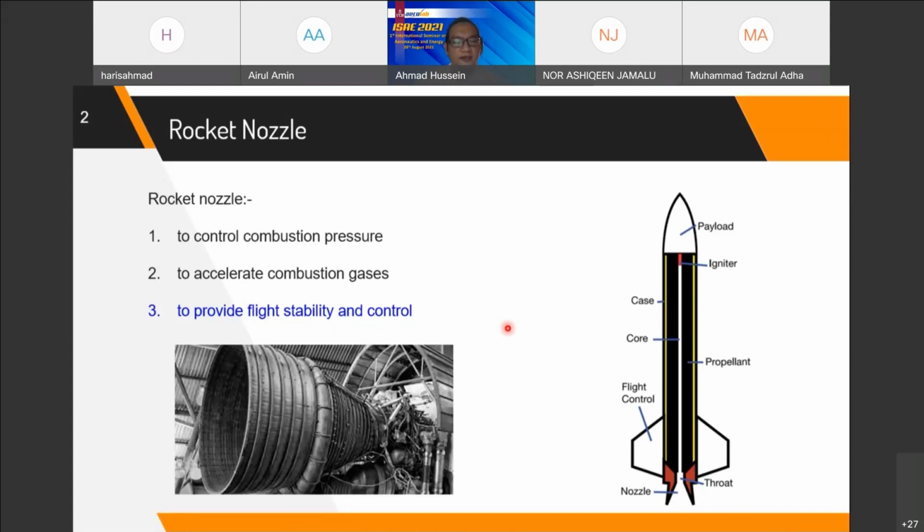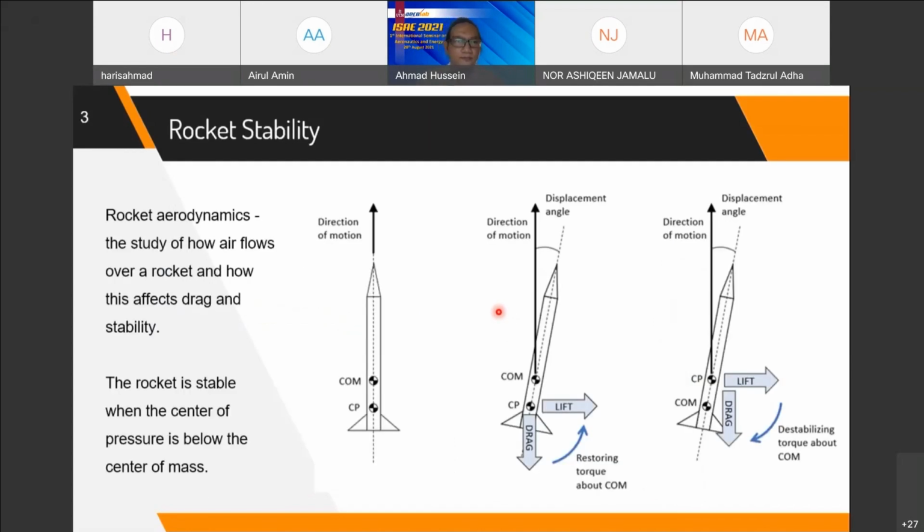And finally, the main function of the nozzle is to provide flight stability and control. So our main focus in this research is to use the nozzle to provide flight stability and control. When we talk about flight stability, we have to look at the aerodynamics of the rocket. Rocket aerodynamics is the study of how air flows over the rocket and how it affects the drag and also the stability of the rocket.